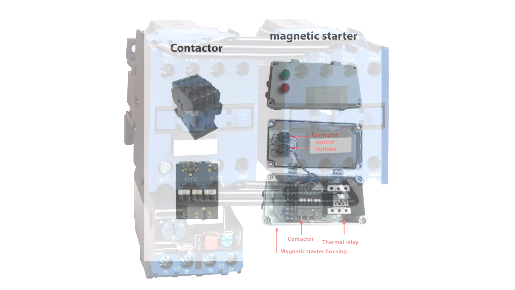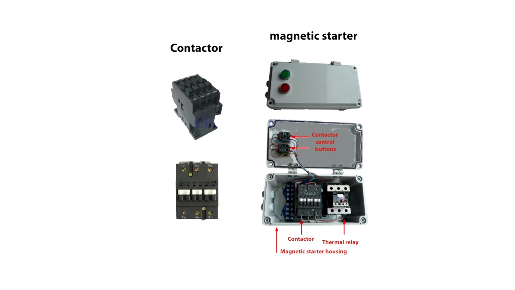The same document gives us the definition of a motor starter. A motor starter is a combination of all the switching devices required to start and stop a motor, with overload protection. As we can see in the picture, the starter includes a contactor to turn the electric motor on and off, a thermal relay to protect the electric motor from overloads, and buttons to control the contactor. All of these devices are often placed in a common housing.